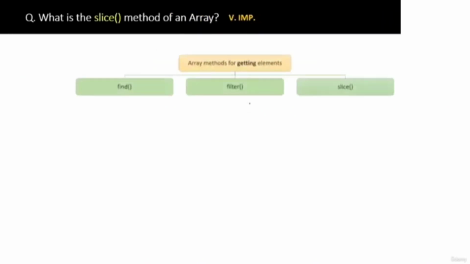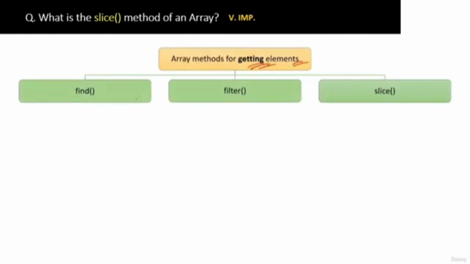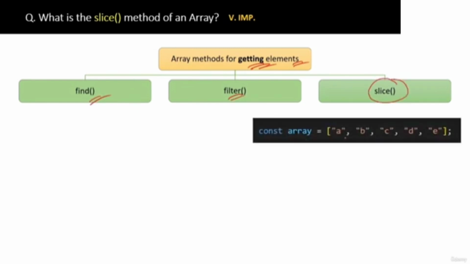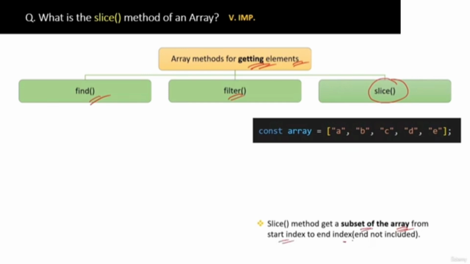What is the slice method of an array? Here is the list of get methods that are used to get elements from the array. Find and filter I already explained in the previous question. Now let's explore the slice method. Suppose you have an array of letters like this. Now the use of the slice method is, the slice method gets a subset of the array from the start index to the end index. Okay, start index to end index, but remember the end element will not be included.